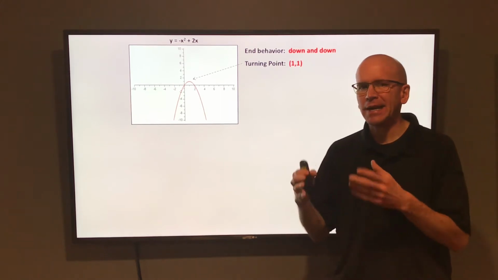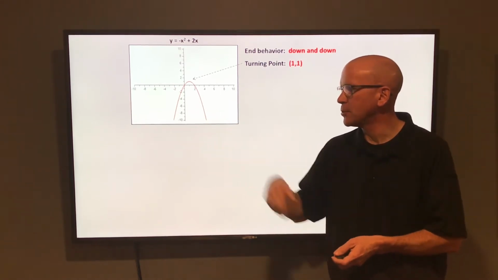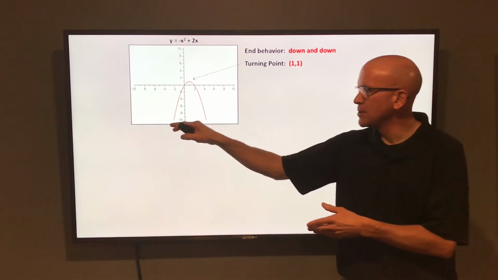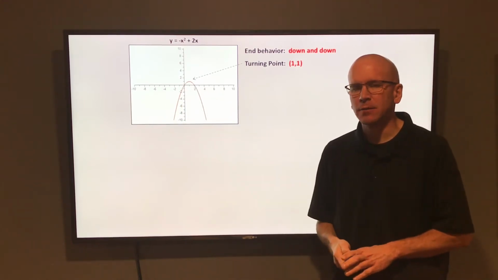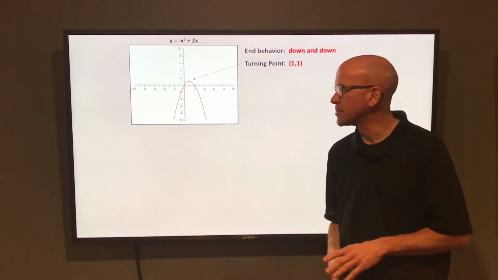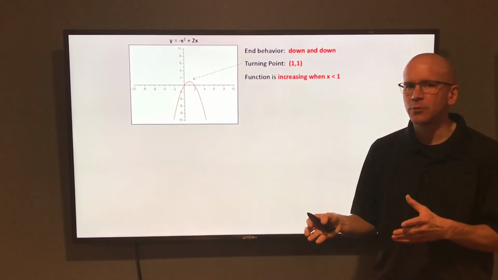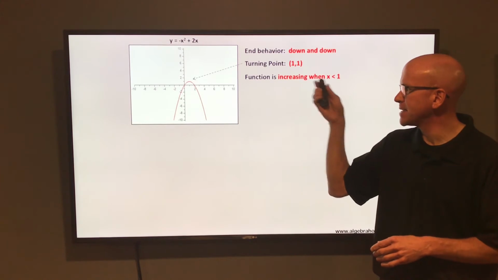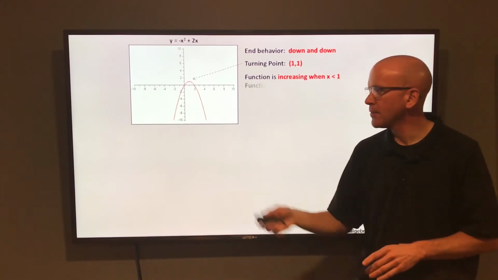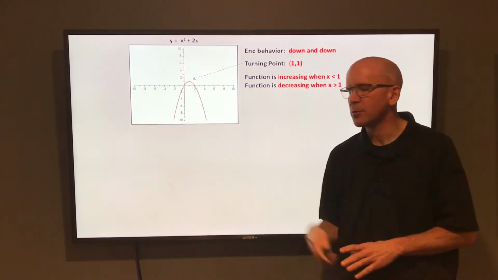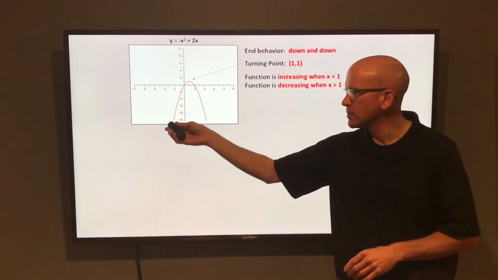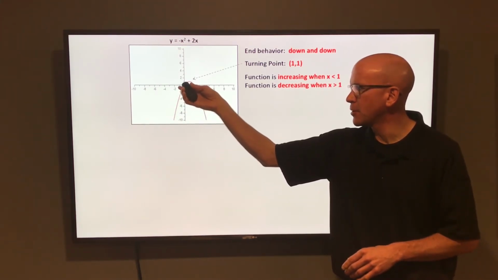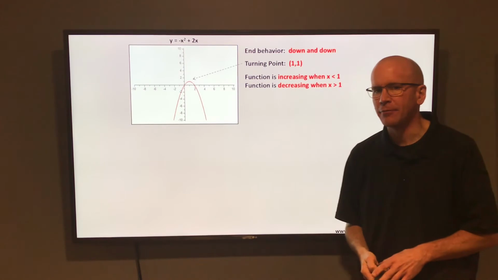You want to use x as a measurement of what the y values are doing. So the y values are increasing where x is less than 1, and then the y values are decreasing where x is greater than 1. So to state the increasing or decreasing, the function is increasing when x is less than 1, and the function is decreasing when x is greater than 1. So again, the y values start increasing up to that turning point, and then they start decreasing after that.